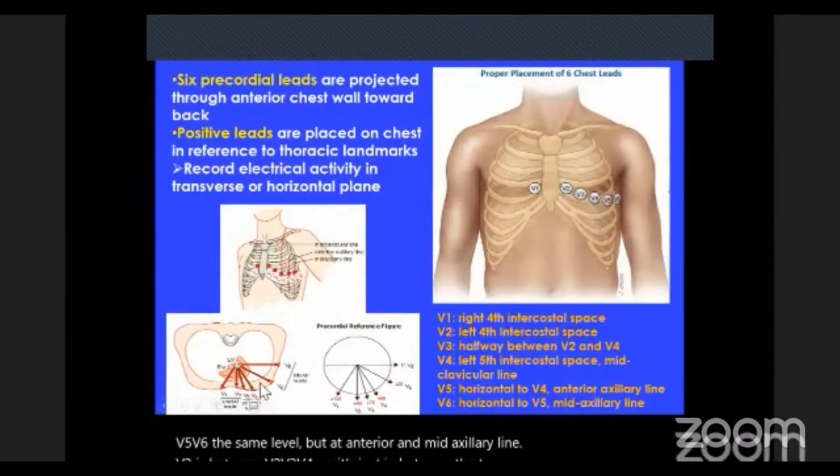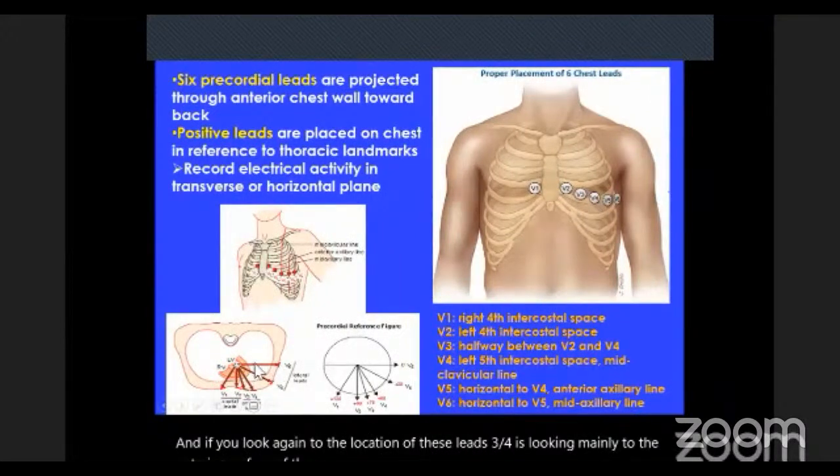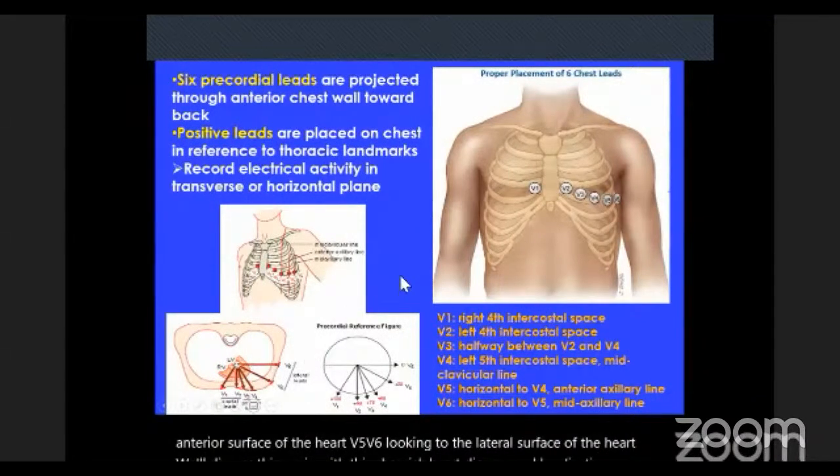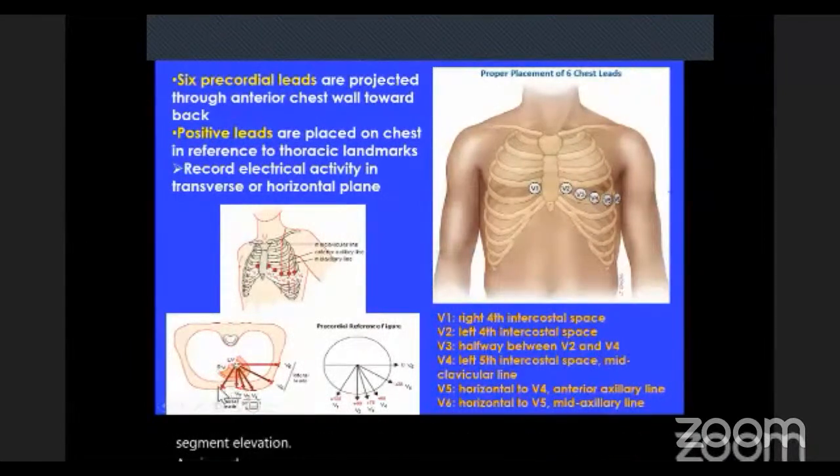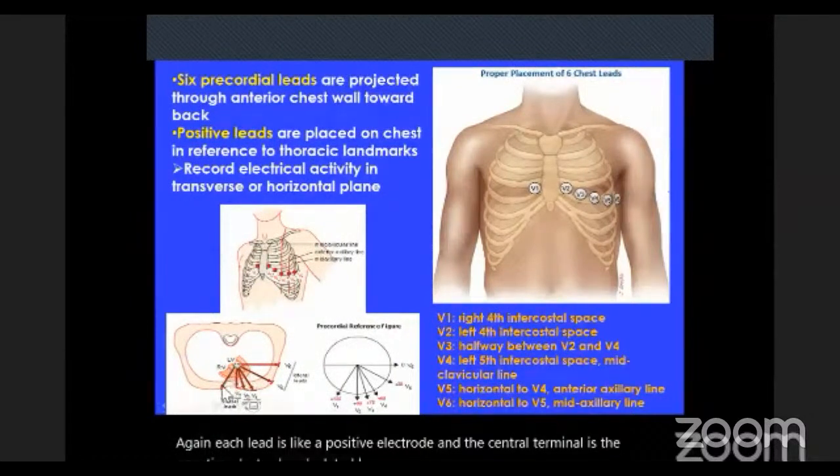If you look again at the location of these leads, V3 and V4 are looking mainly at the anterior surface of the heart. V5 and V6 are looking at the lateral surface of the heart. We'll discuss this again with ischemic heart disease and localization of ST segment elevation. Again, each lead is like a positive electrode, and the central terminal is the negative electrode calculated by the machine. So anything moving towards this electrode is positive, and away from this electrode is negative.